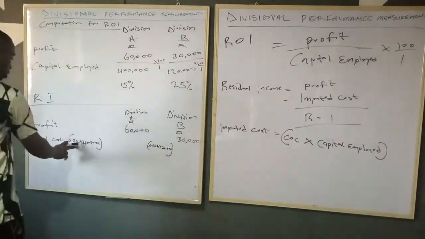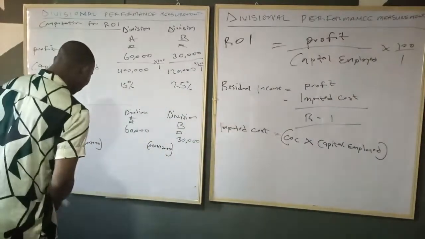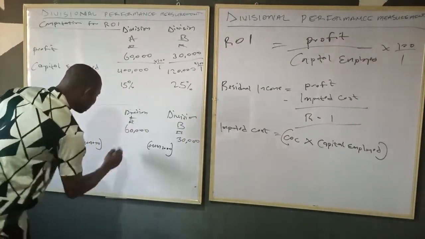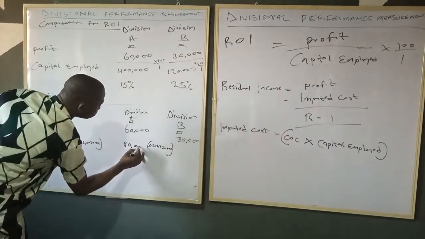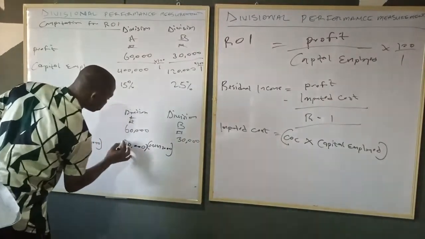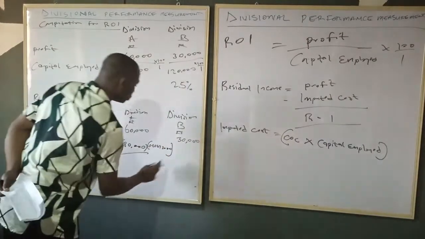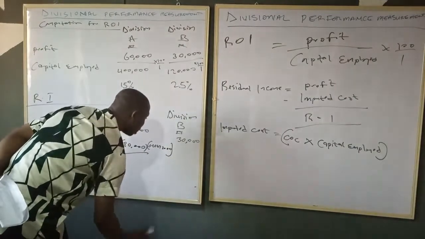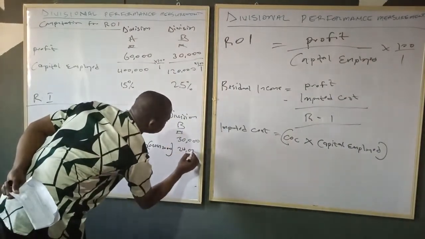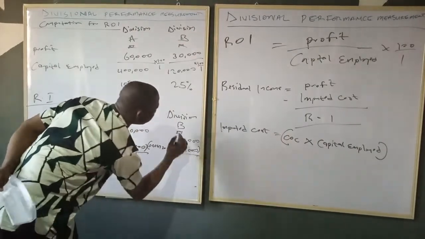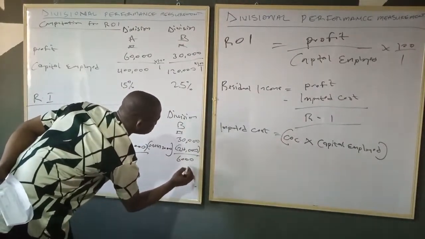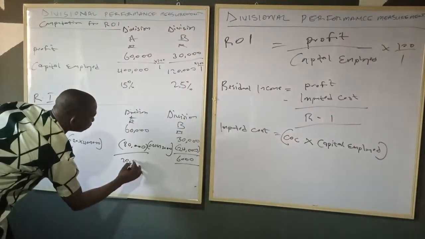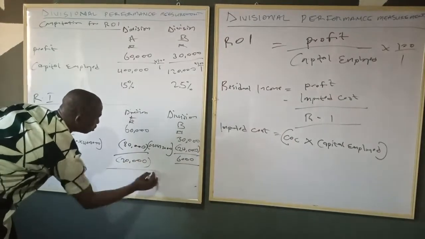So we said 0.20 times 400,000. What do we get? We get 80,000. And 0.20 times 120,000, we get 24,000. So 24 minus 30, we have 6,000. And 80 minus 60, so it's negative. We have negative 20,000. That means they run at a loss.